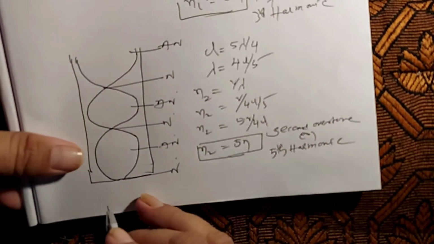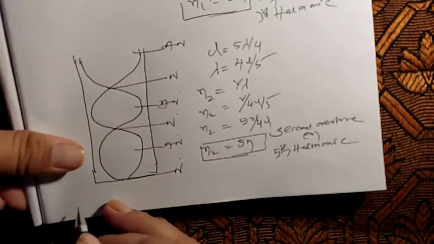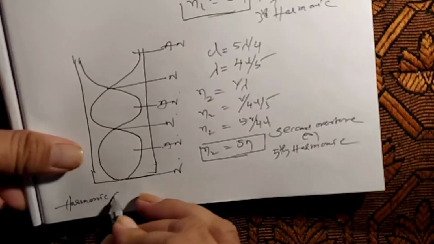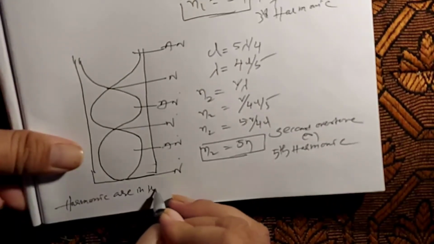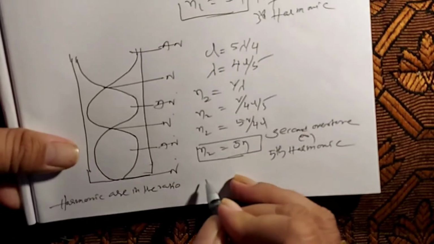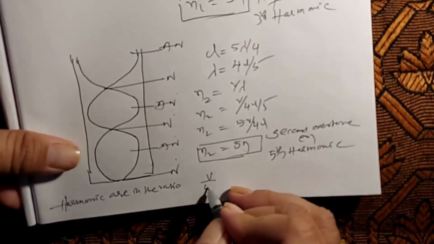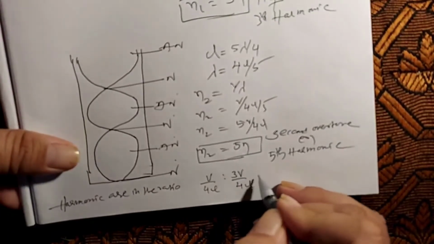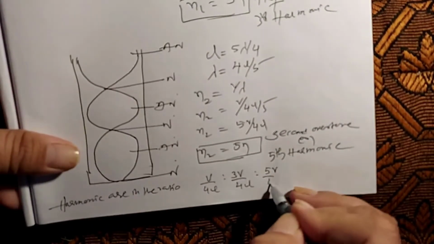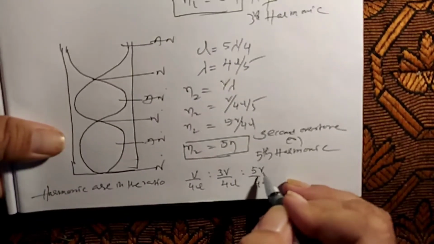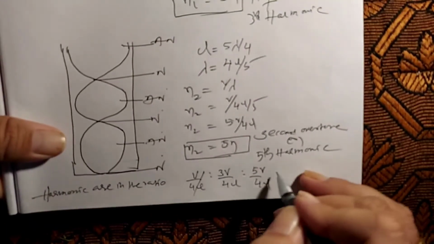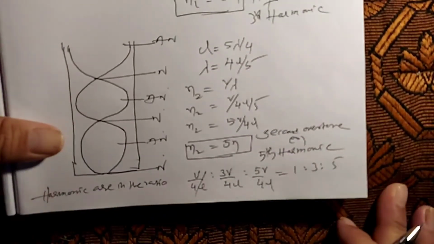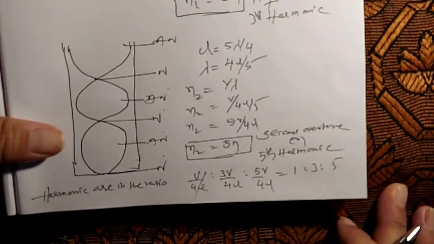So finally we conclude that these harmonics are in the ratio. First fundamental frequency V by 4L is to next frequency 3V by 4L is to next frequency 5V by 4L. That is equal to, here V by 4L is common, 1:3:5. That means in closed pipe, odd harmonics are formed.